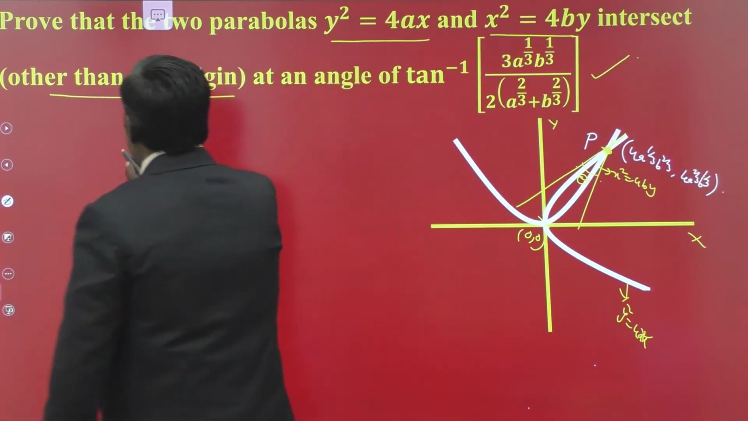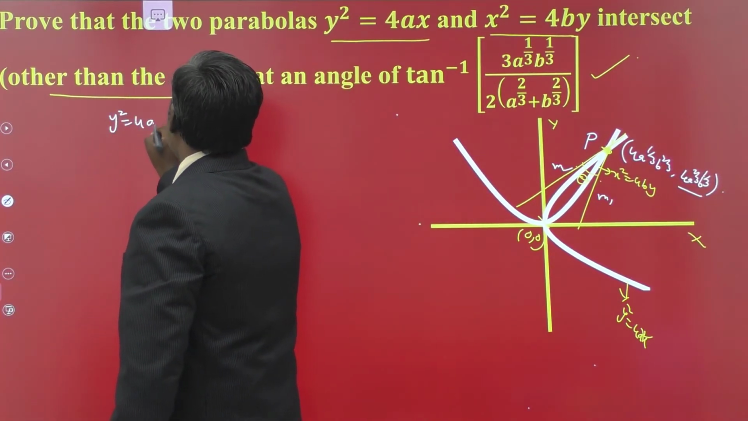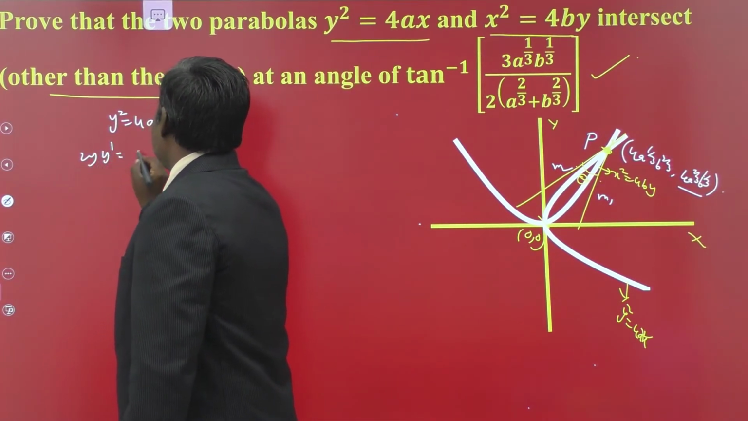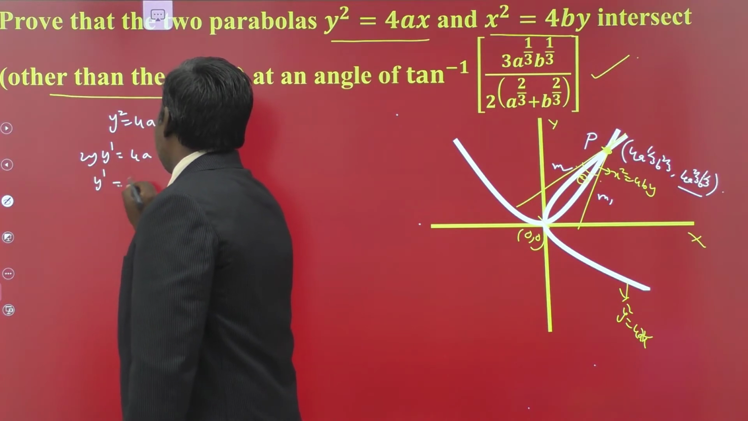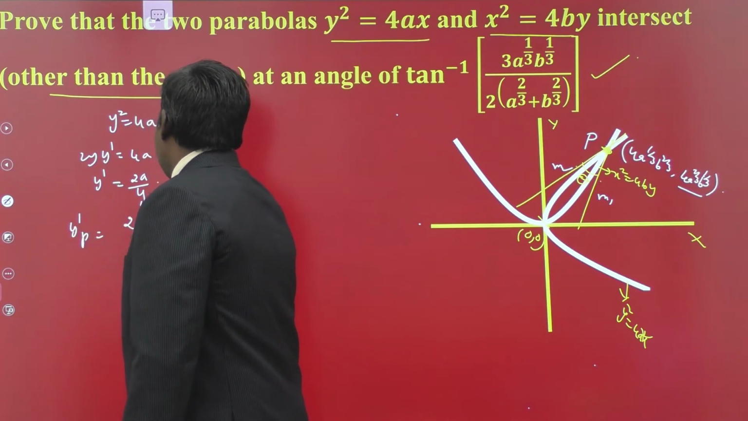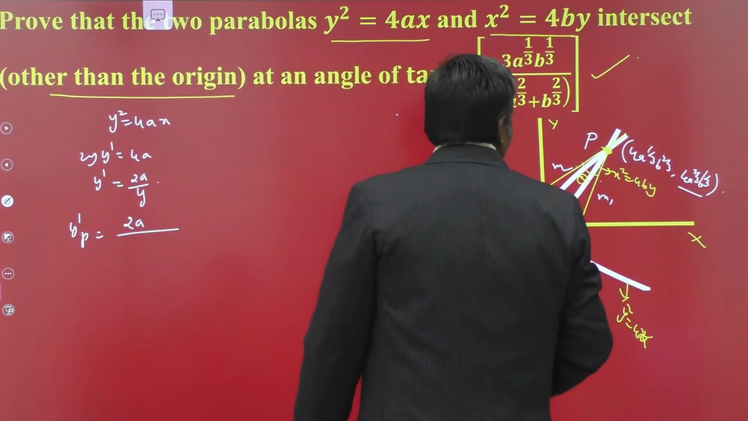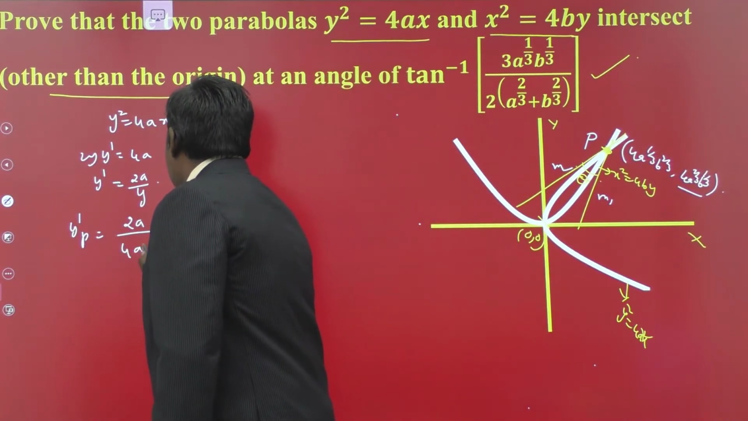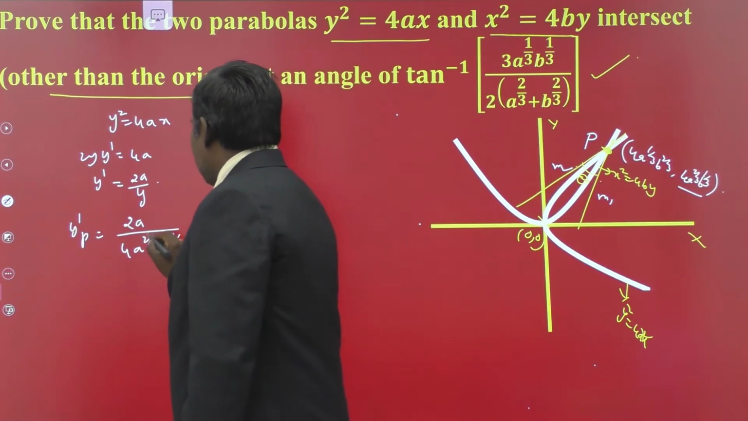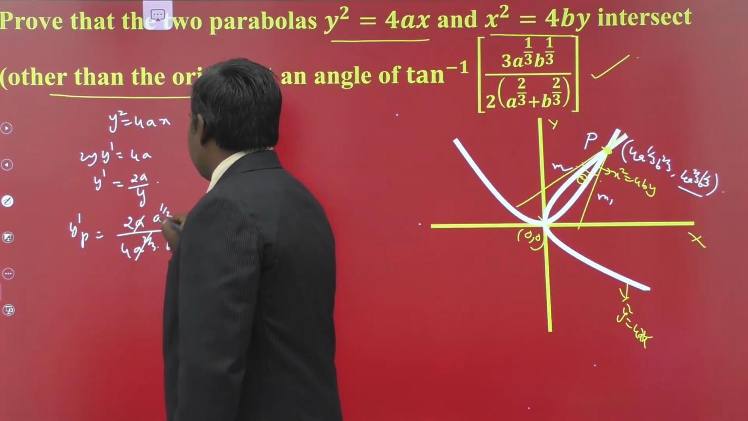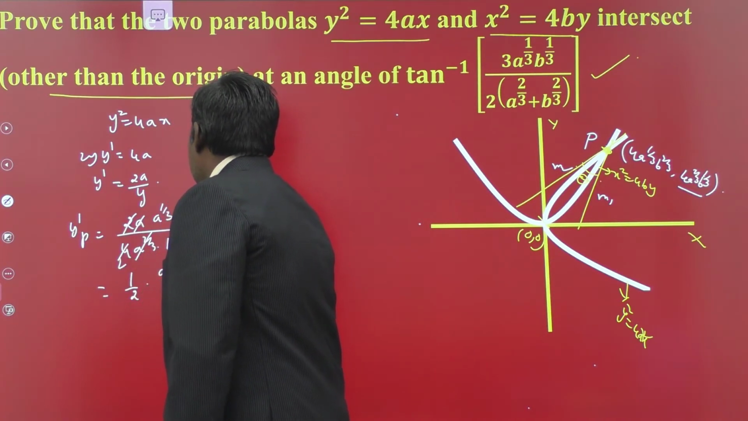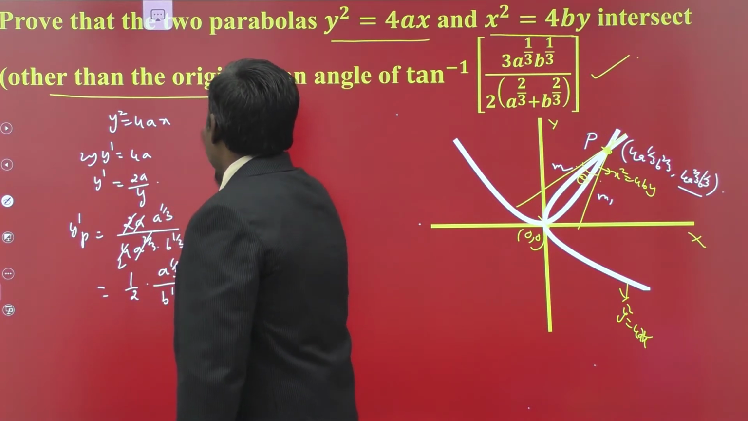What is your first curve? y square is equal to 4ax. Differentiate with respect to x on both sides. What do we obtain? 2y y dash is equal to 4a. So what is y dash? 2a by y. y dash at P is what? 2a by y means what? 4a power 2 by 3, b power 1 by 3. So a power 2 by 3 cancels out a power 1 by 3 times, and it cancels out 2 times. 1 by 2 times a power 1 by 3 by b power 1 by 3.